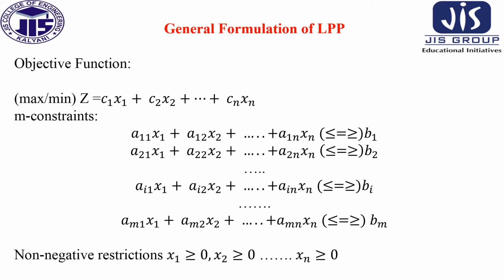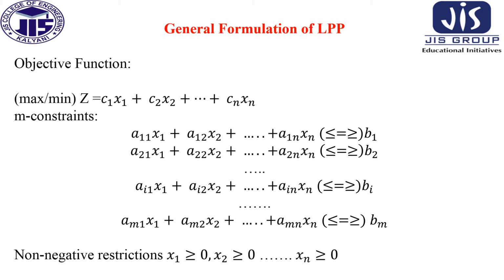So max or min Z equal to c1 x1 plus c2 x2 plus dot dot up to cn xn. So x1, x2, x3 are the decision variables. So n number of decision variables are there. Then m constraints will be there. So m constraints will be with less than equal to, greater than equal to, or equal to sign. Any of these three signs you can write. So a11 x1 plus a12 x2 plus dot dot up to a1n xn less than equal to, or greater than equal to, or equal to b1.